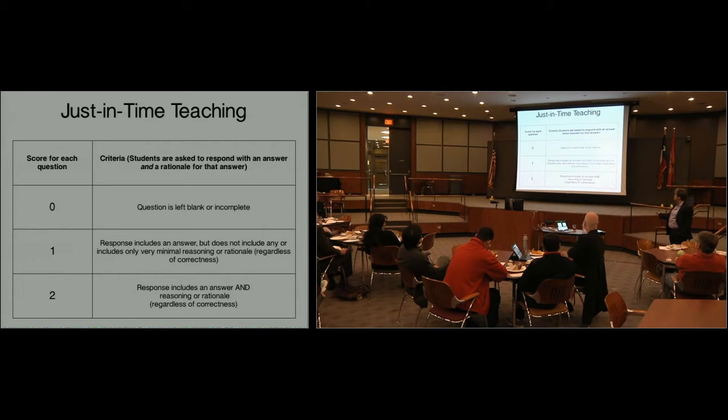I use this rubric to score them. I do not score this on correctness. If they don't answer, they get a 0. If they provide an answer but they don't give any rationale, they get a 1. If they provide a response and good reasoning and good rationale, then I give them full credit. This is a full 33% of their grade in my class. Okay? A full 33% of their grade.